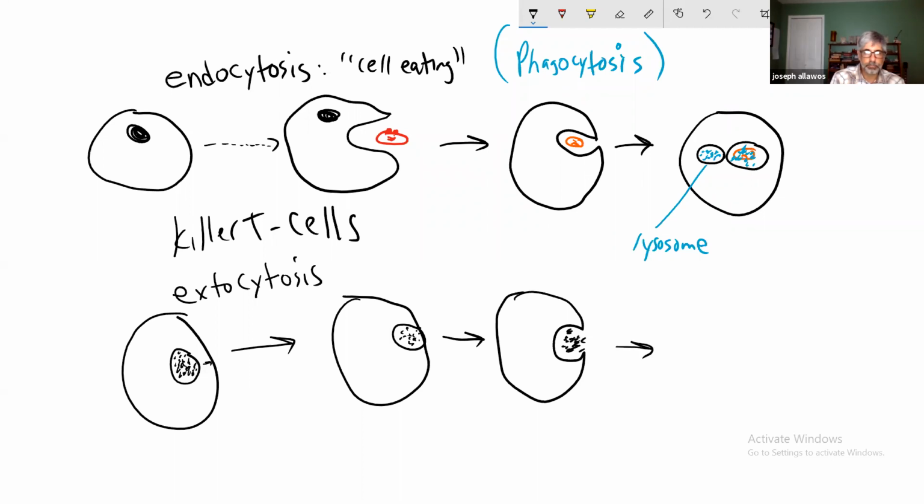Okay. Draw a nucleus in all these cells just for fun. So endocytosis, cell eating, also known as phagocytosis. Exocytosis is cell regurgitation. It's a way to get products to the outside or to get rid of waste. Okay.